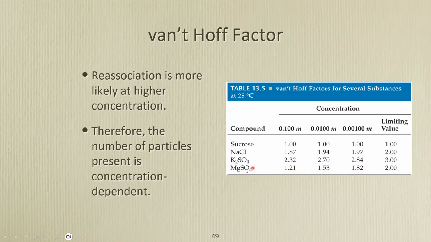There's going to be more of an attraction between that magnesium and the sulfate, so we're going to have that reassociate more often. And then with the potassium sulfate, you can think about the same thing. We've got a -2 sulfate, but now we've also got 2 potassium ions. So it's got more of an opportunity to reel those in. And that's why, again, we see a bigger decrease from the limiting value than we did with the sodium chloride itself.